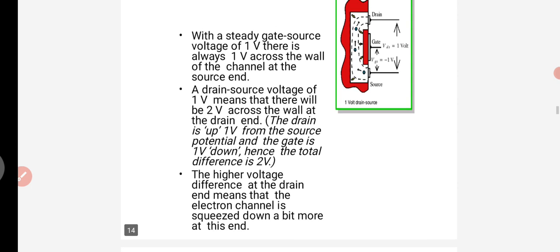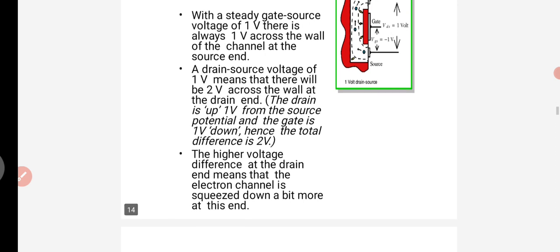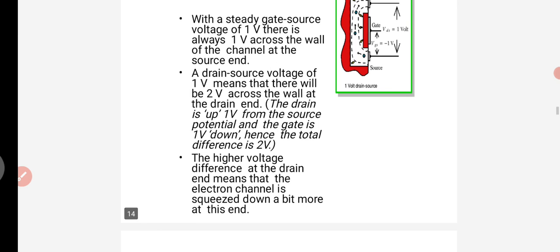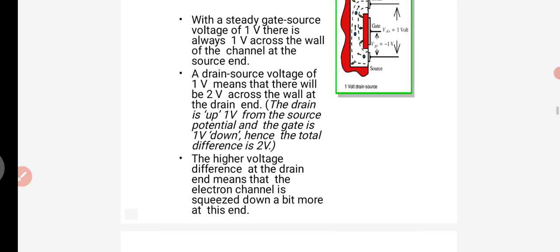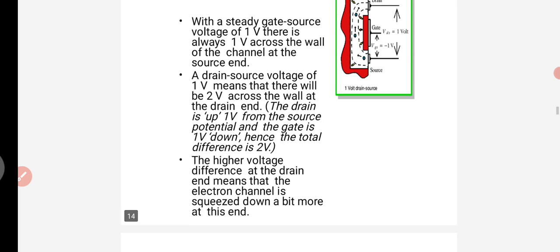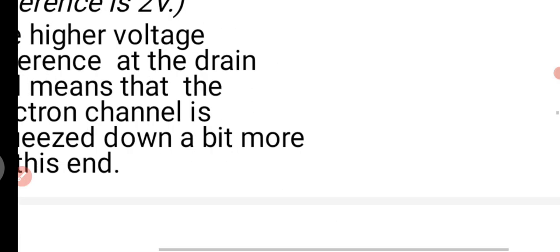So for a steady gate source voltage equal to 1 volt, at the wall end the potential difference will be equal to 2 volts, because the drain source voltage is 1 volt and the gate source voltage is 1 volt. So that means at the wall end we can get 2 volts. The higher the voltage difference at the drain end means that the electron channel is squeezed down a bit more at this end. So when VDS is increased, the potential difference will be increased, and the current flow along this channel will be increased.